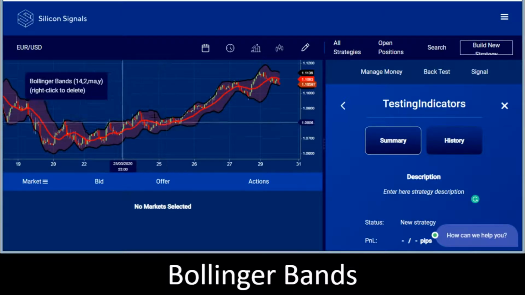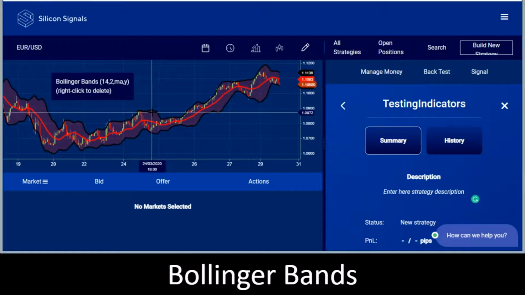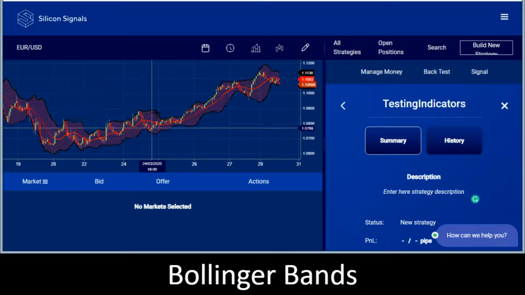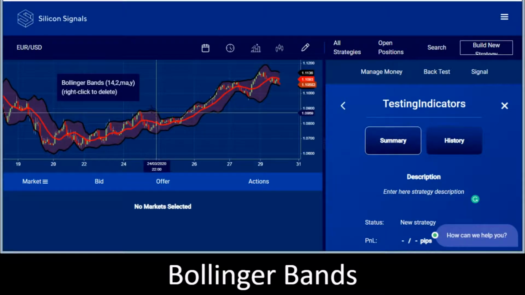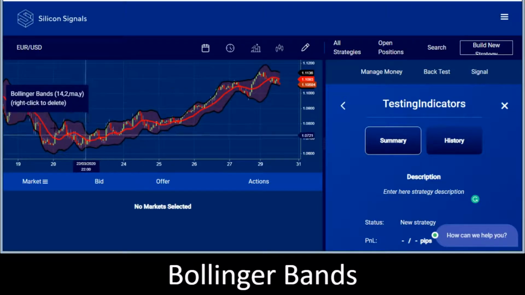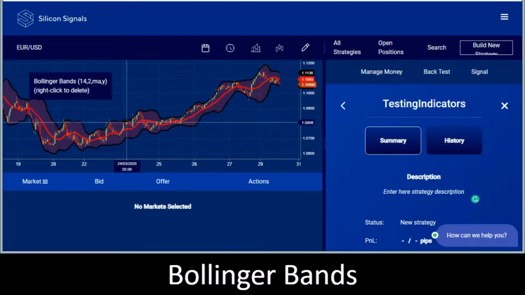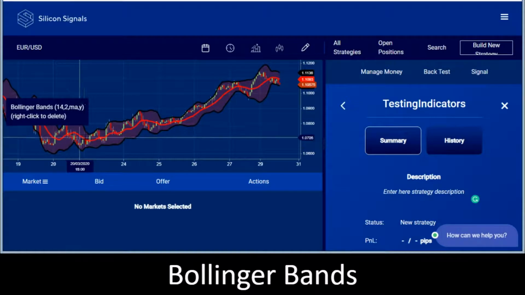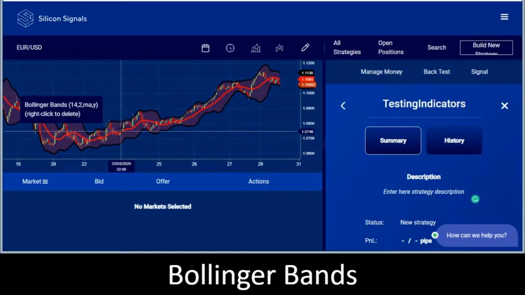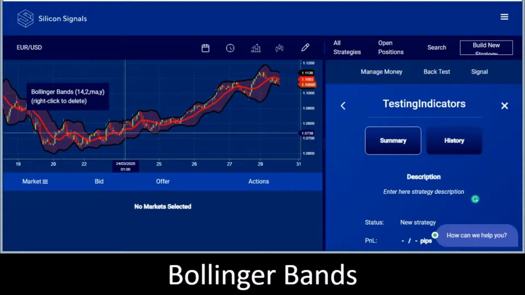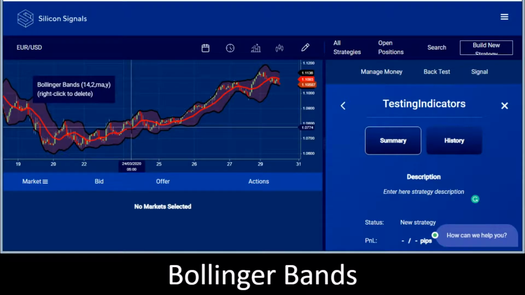So normally around 95% of price action is supposed to stay within these bands. Sometimes that's not the case depending on how volatile markets are, but that's what's supposed to generally happen. We've also got the 20 period moving average in the middle, and the bands work out to be two standard deviations outside of the 20 moving average.